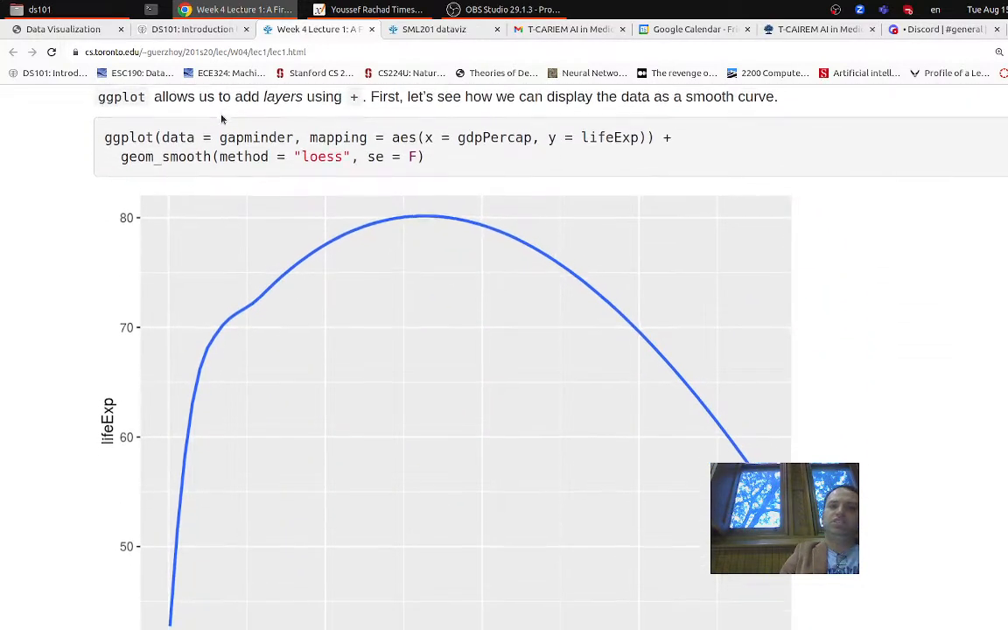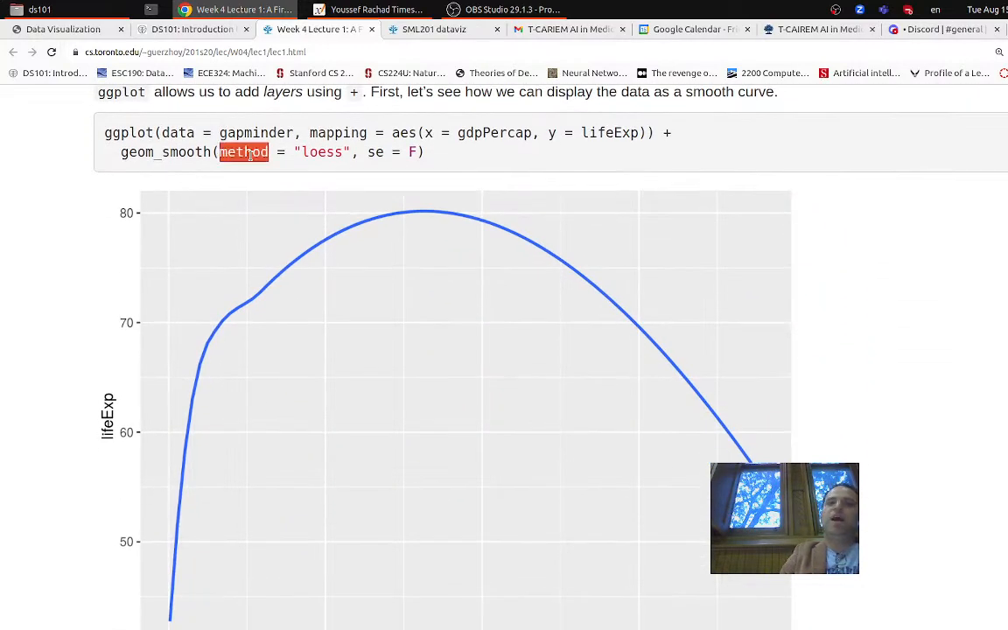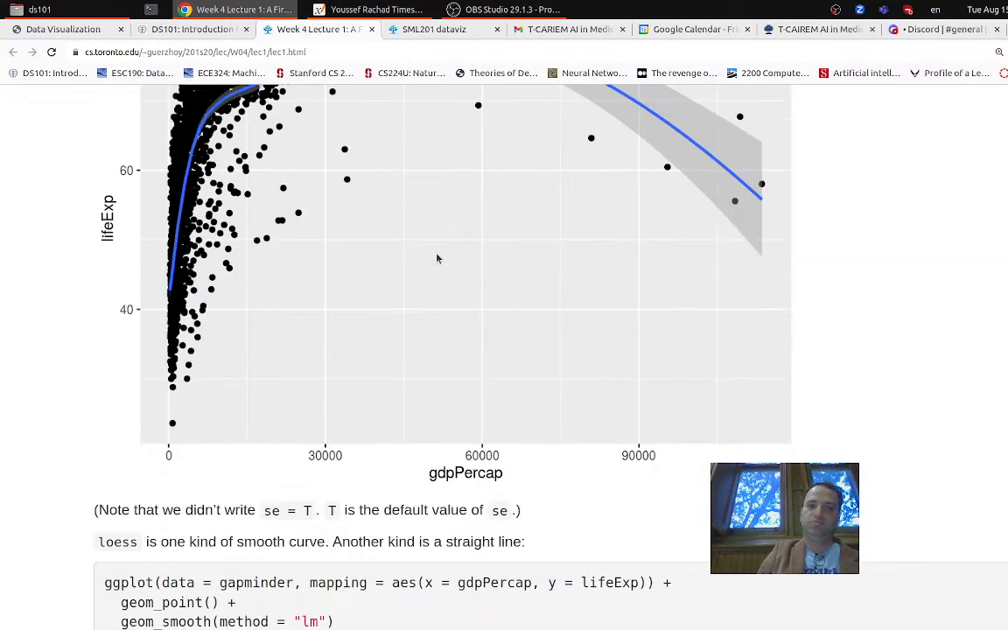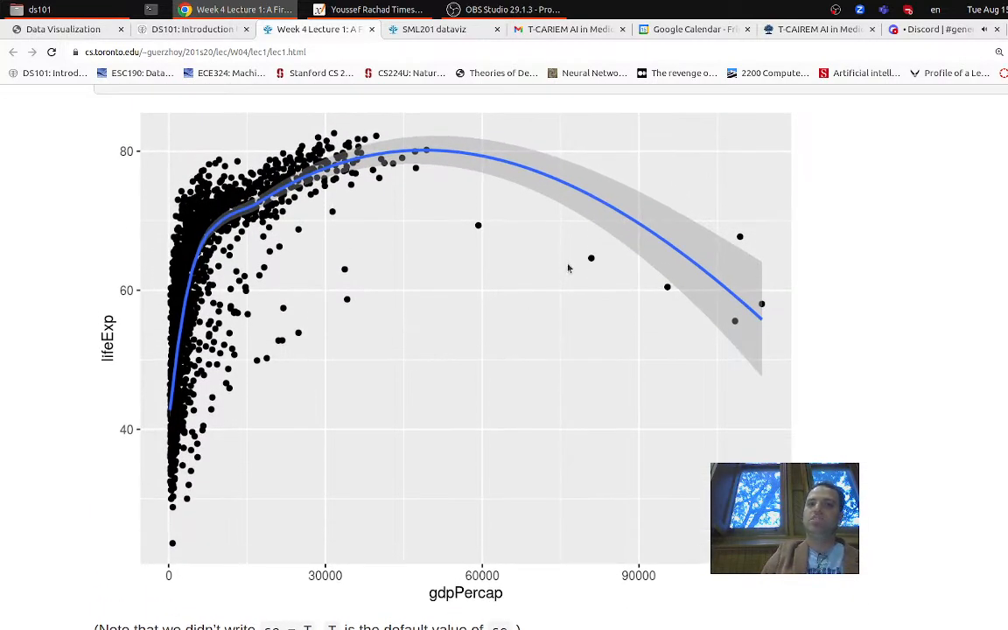So here there are various options. The method refers to how exactly you draw the smooth line through the data. The particular method is loess here. And then se equals F means that you don't display the ribbon. A ribbon is something like this, where the shaded area, the gray thing, is called the ribbon, so that displays basically the uncertainty about where the line should be.